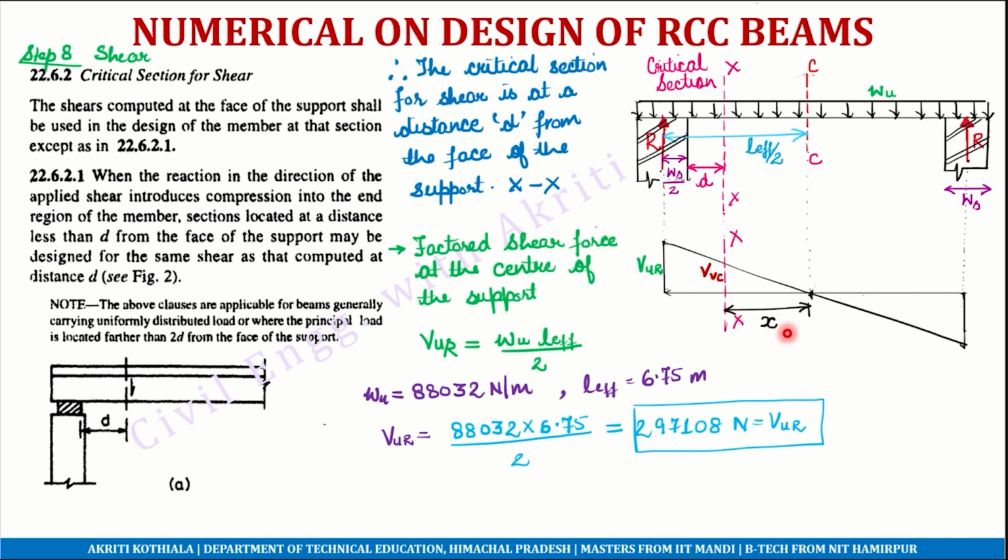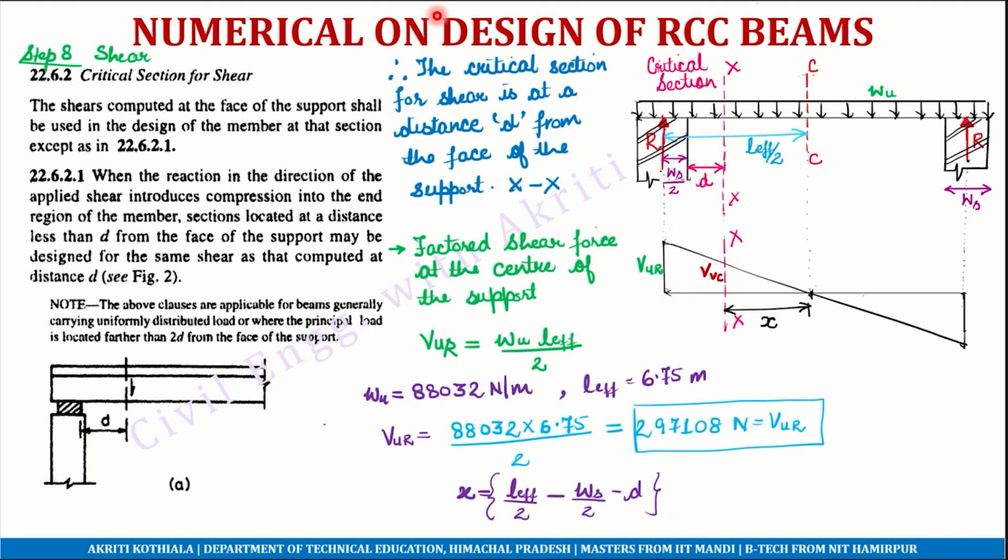So before that, we need to calculate this value of X. What is X? X is simply the distance of the critical section from the center of the beam. So we know that the critical section is at a distance of effective depth D from the face of the support. So we can simply calculate the value of X using the formula L effective by 2, because this is till the center of the beam, then minus half the width of the support, because we have to go till the center of the reaction, and this effective depth D.